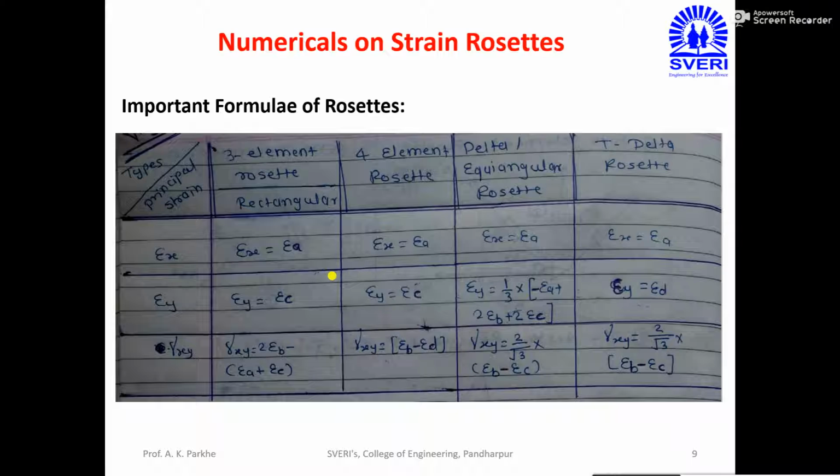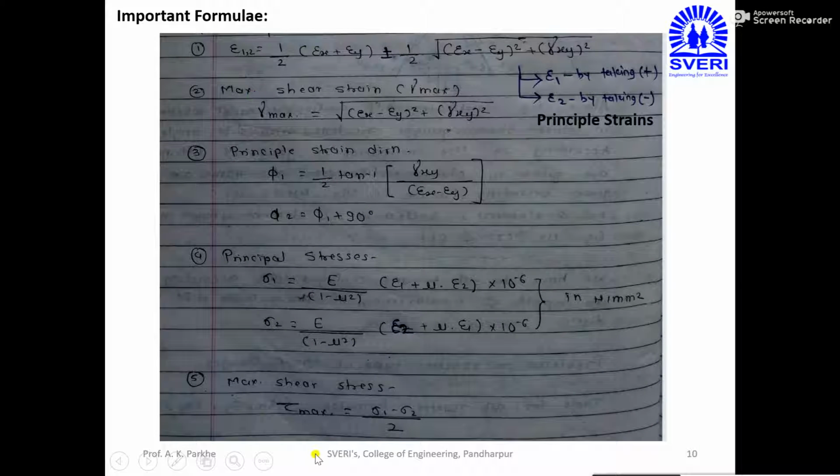Now we'll start with the numericals of the strain rosette. In part number 1 we also discussed the importance of this table. Once again I will repeat: in this table the different formulas are given for the different rosettes, as we have to calculate all the unknown parameters. I have to calculate the principal strains, that is epsilon 1, epsilon 2, then the maximum shear strain, then the principal strain direction, then the principal stresses, that is sigma 1, sigma 2, and at the end the maximum shear stress.